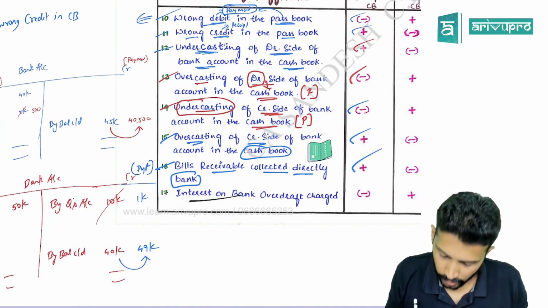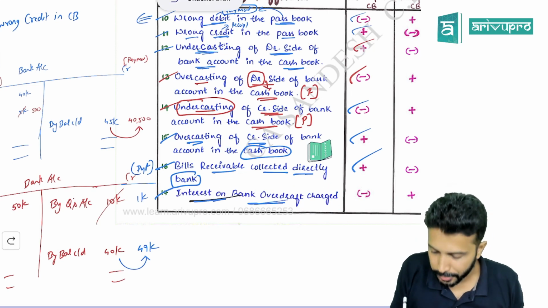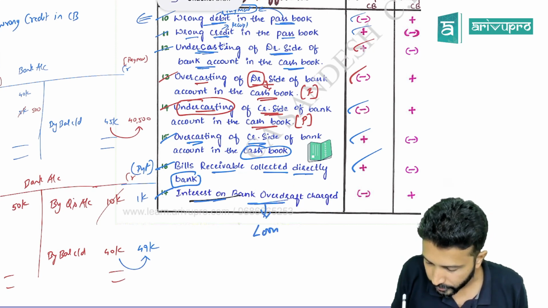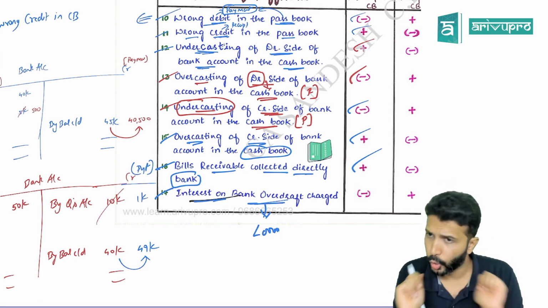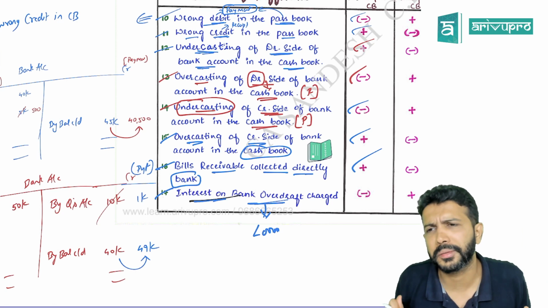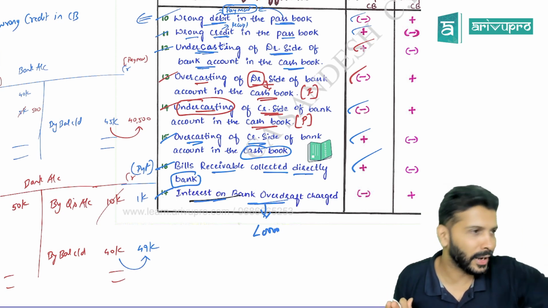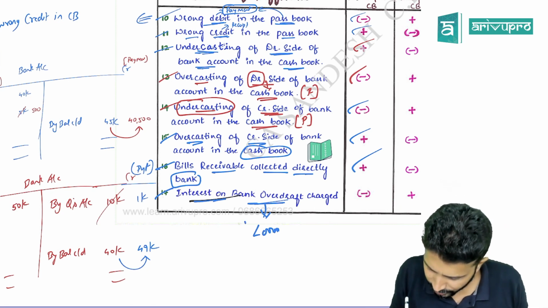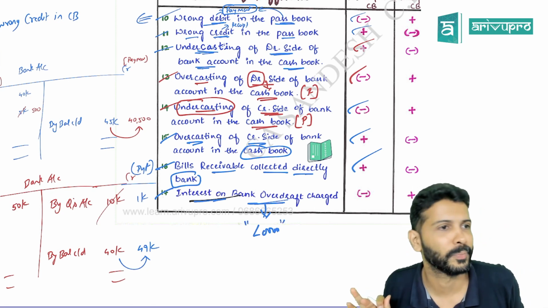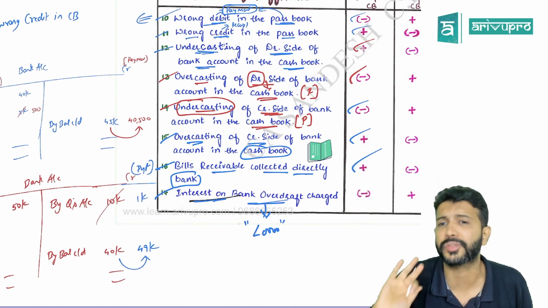Okay. Last scenario. Interest on bank overdraft charged. Bank overdraft means a loan. When you have taken a bank loan, you have to pay interest to the bank. At least in India, if you take a loan, you have to pay interest. Other countries, I don't know. In India, it happens. Yes or no?